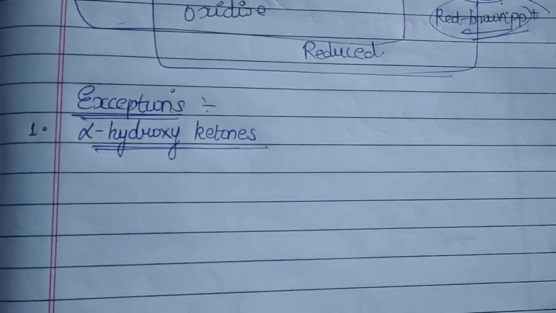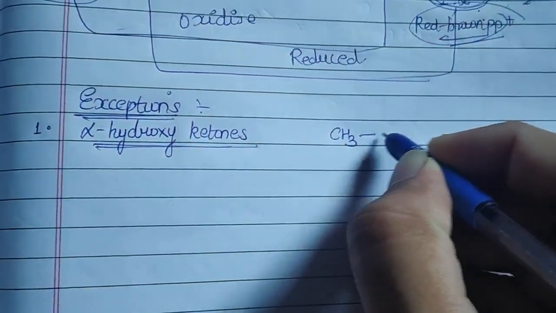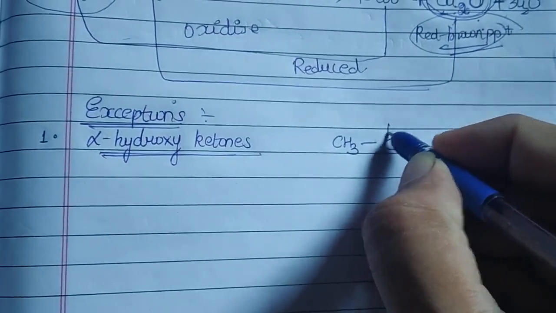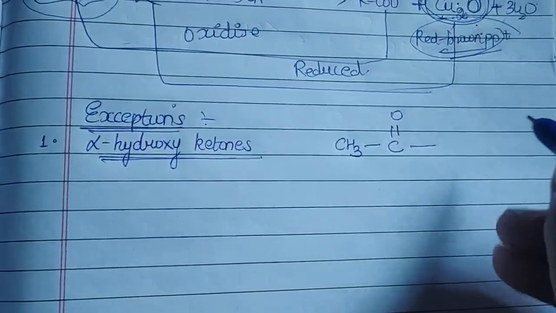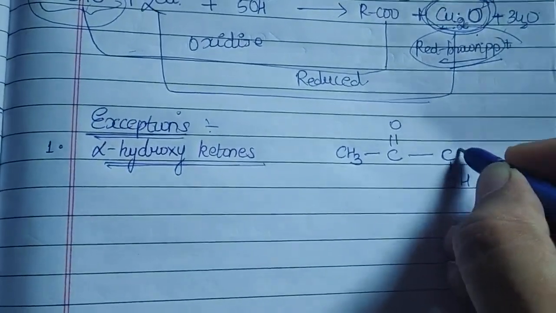So basically CH3, C double bond O, and then CHOH, H.